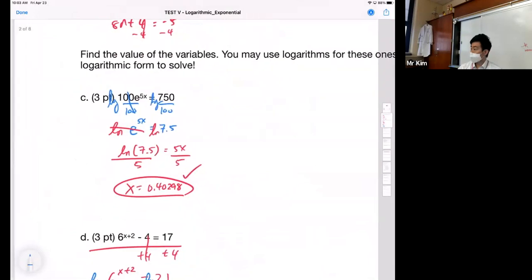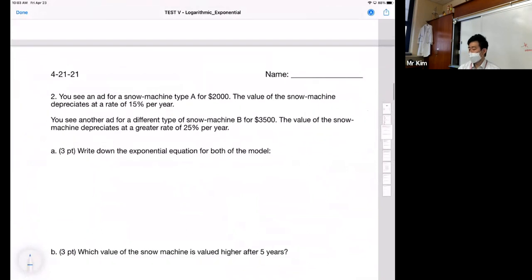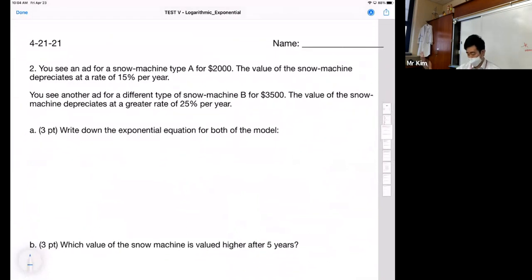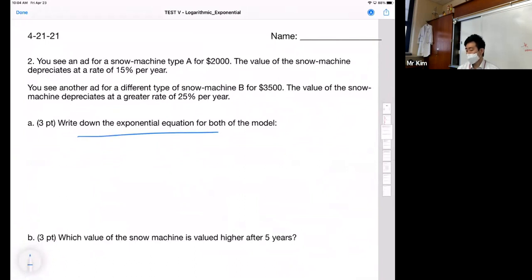Any question on number 1? Number 2. 1 and 2 were the favorites. I've seen a lot of students who do 1 and 2, and most of the time you guys get full credit for it. Write the exponential equation for both of the models. I think some of us have not read that correctly. I said depreciates at a greater rate. You forgot the word depreciates and just saw the words greater rate and saw that it was 1 plus 0.25. That's a terrible mistake. I said depreciates at a greater rate, which means they're both going to be a minus. It's going to be an exponential decay here.